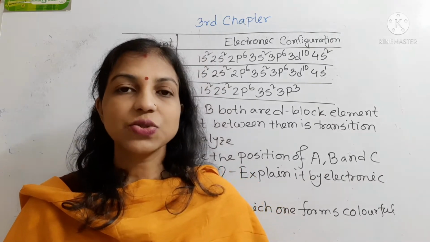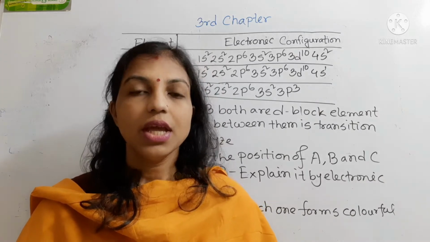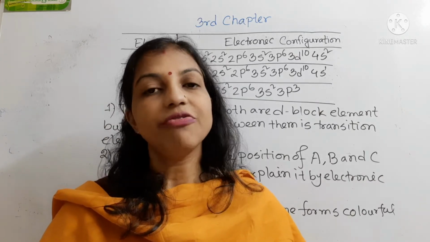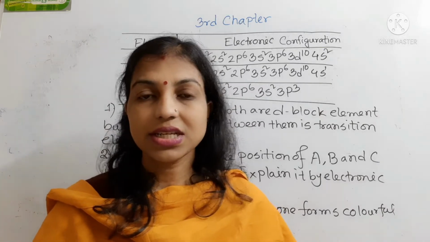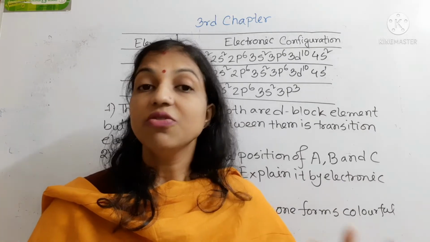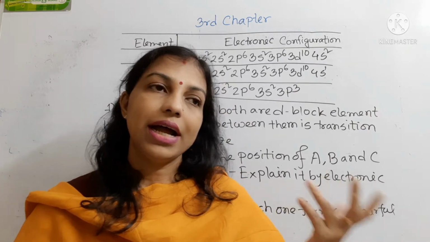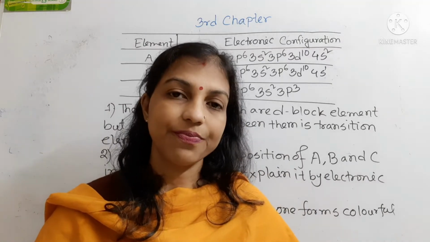I am going to discuss with you some creative questions from the third chapter of the first paper. The third chapter is a combination of different topics. It's like SPDF block elements, hybridization, Poisson's rule, and hydrogen bond. That means it is a basic of chemistry.